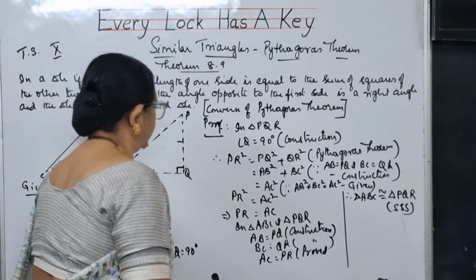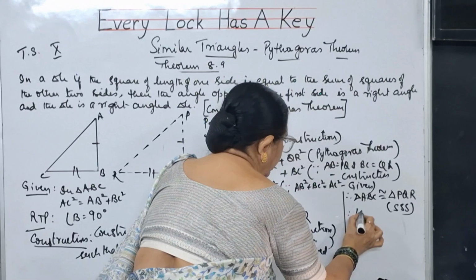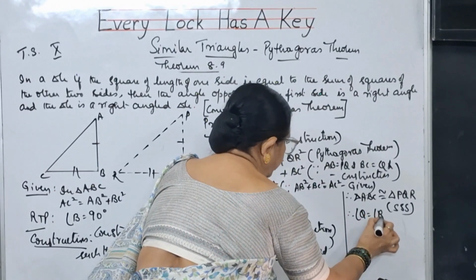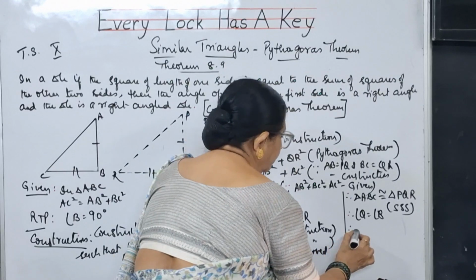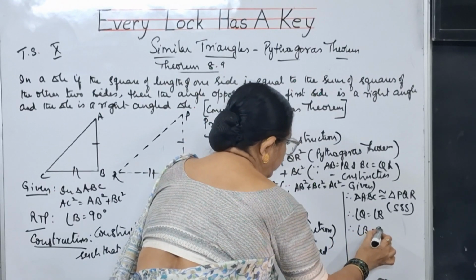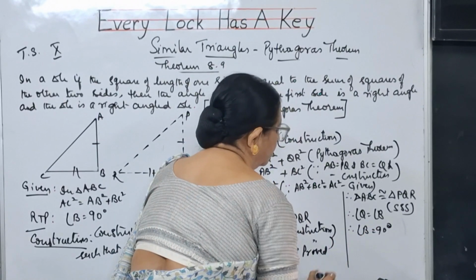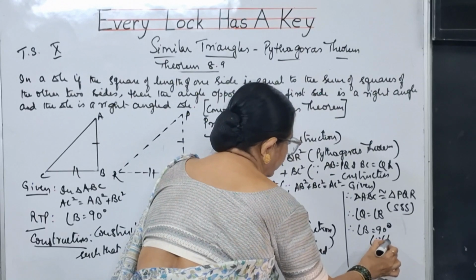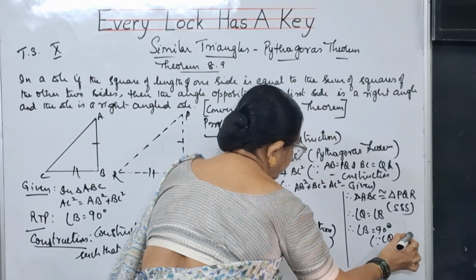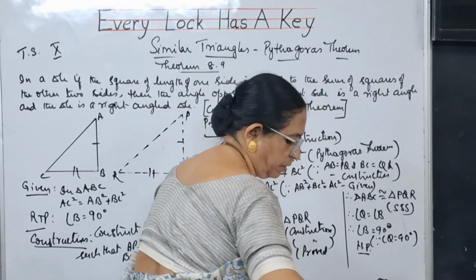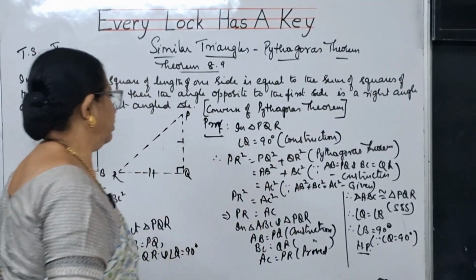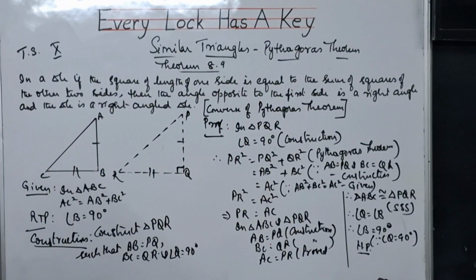When they are congruent triangles, then I can say angle B is equal to angle Q. What is angle Q? Angle Q is 90 degrees. Angle B is 90 degrees. Why is it? Because angle Q is 90 degrees. Hence proved. So this is the proof of the converse of the Pythagorean theorem, children. Very important. Please write down this.